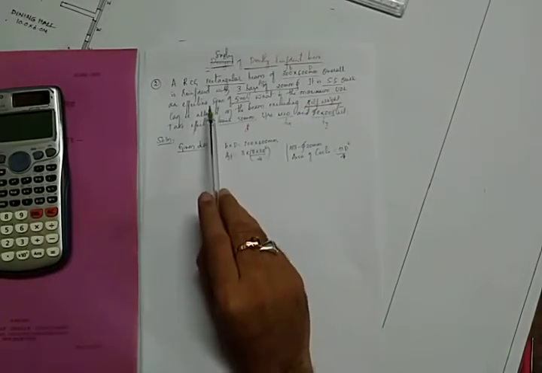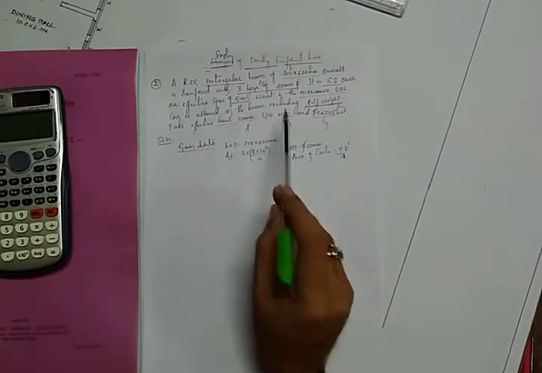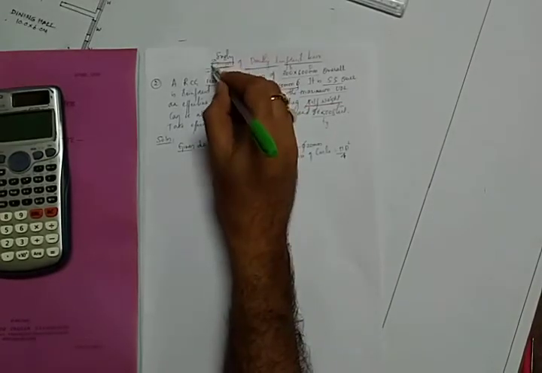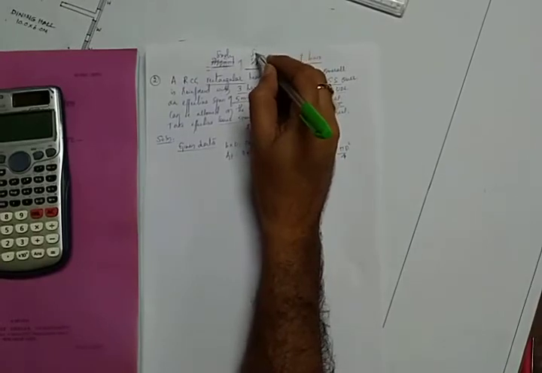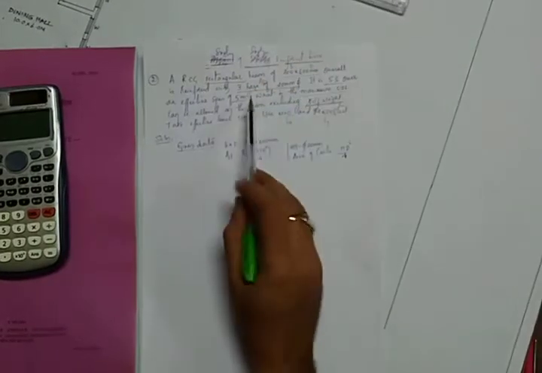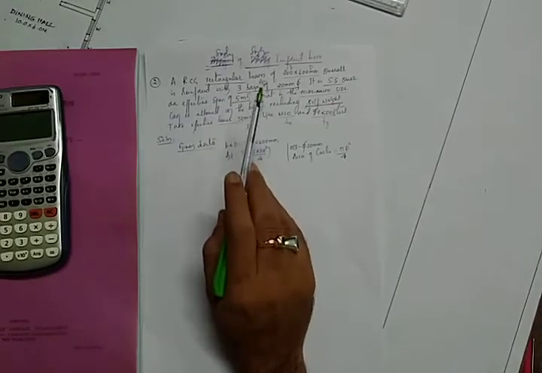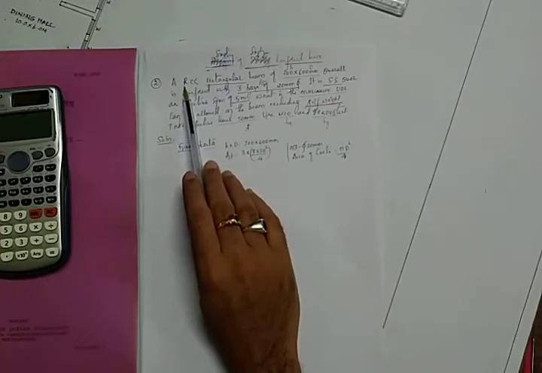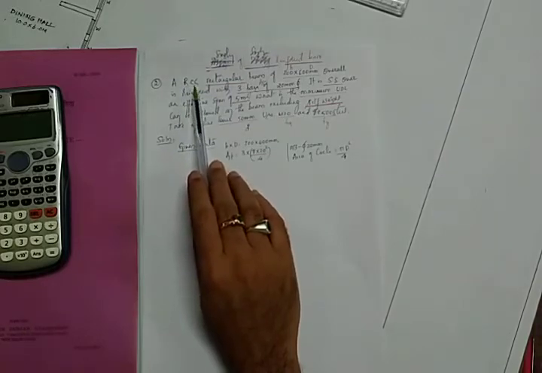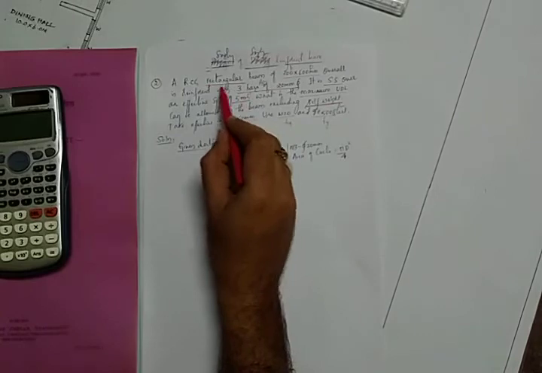So if you read this problem, we can say this is a rectangular section and it is a singly reinforced beam. By mistake I have written this doubly reinforced. So this is a singly reinforced beam. Why? Because only one reinforcement is given, that is provided at the tension face. By the statement itself, this is RCC, that means reinforced cement concrete, a rectangular section. So I have underlined this. Underlining this is important.